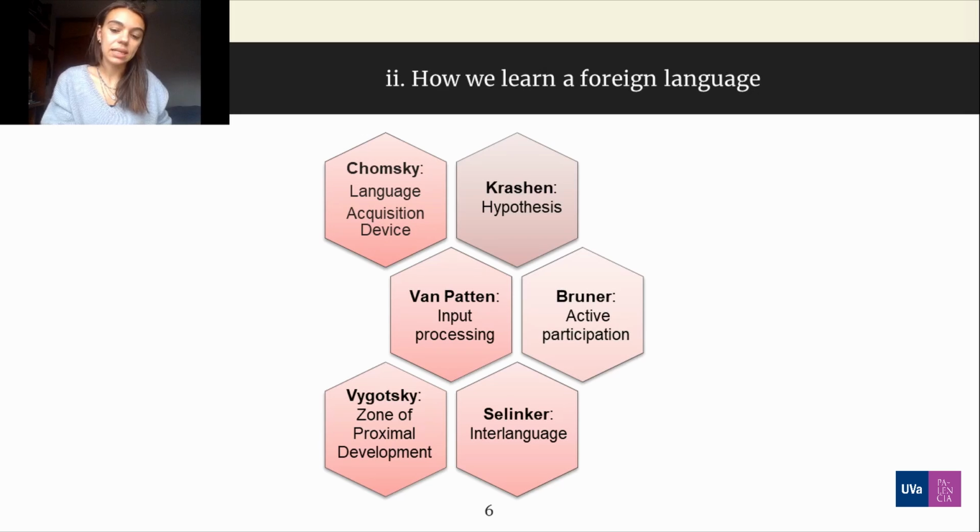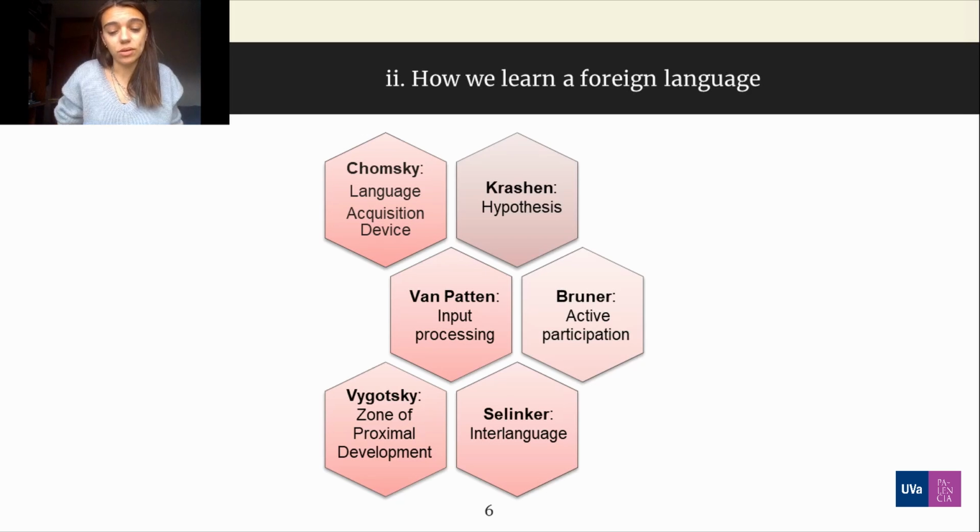Krashen follows this line and he explains the language acquisition through 5 hypotheses, but 2 of them are really important. Firstly, the acquisition versus learning hypothesis. That means we learn a language through using it, not through studying its grammar. And then the comprehensible input hypothesis, which stipulates that we learn a language if the input we receive is slightly above our current level of English.